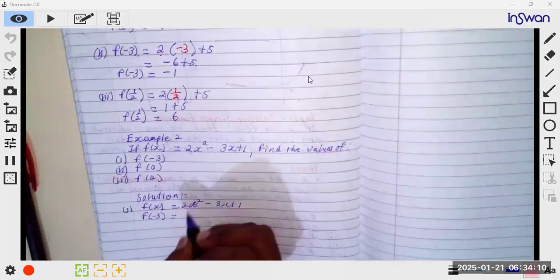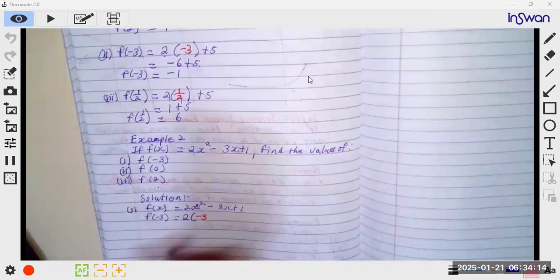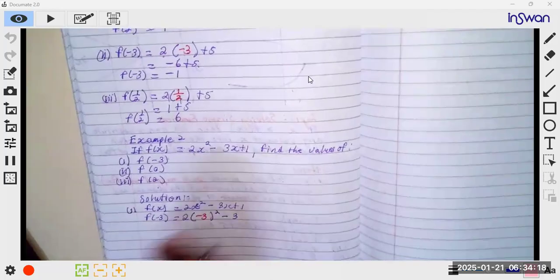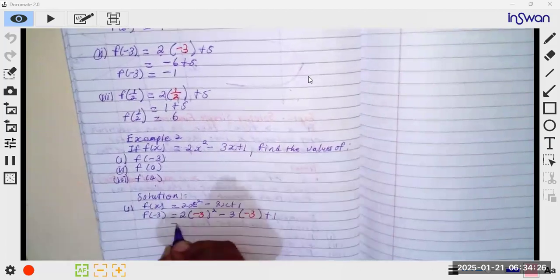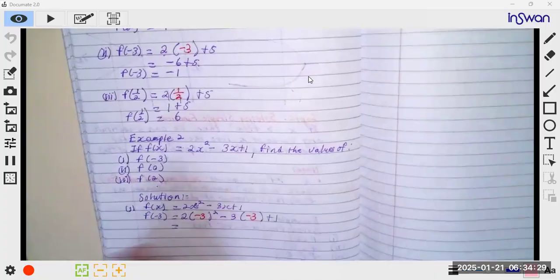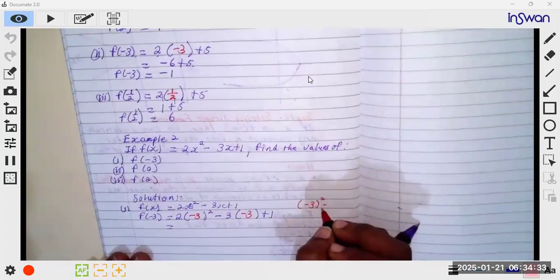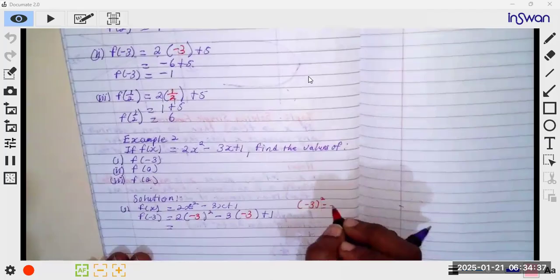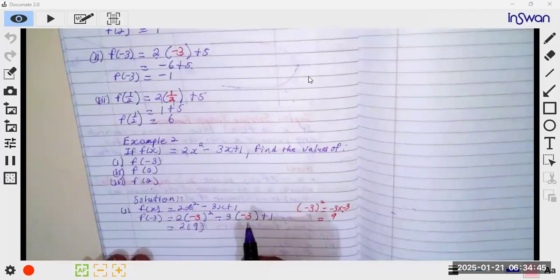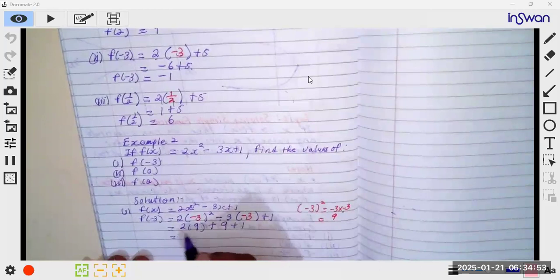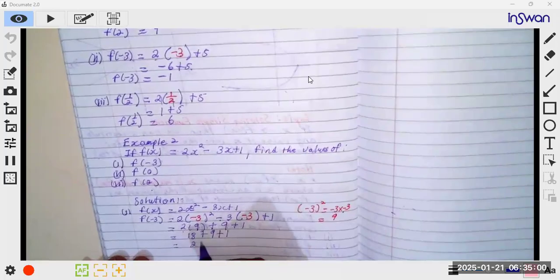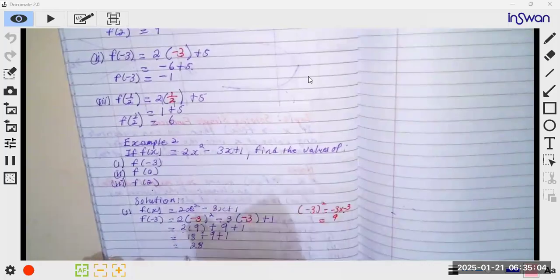So this will be 2 by -3 all squared, minus 3 by -3, plus 1. -3 squared is -3 times -3. Negative by negative is a positive, 3 3s are 9. So this will be 2 by 9, and negative by a negative is a positive, and 3 3s are 9, plus 1. 2 9s are 18, plus 9, plus 1. So the answer here will be 28. That's how you get f of -3.